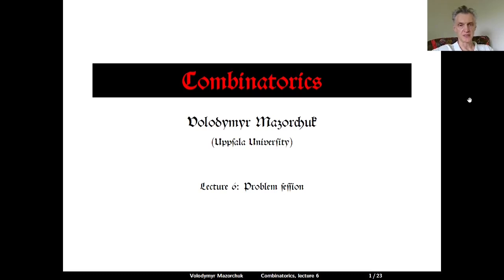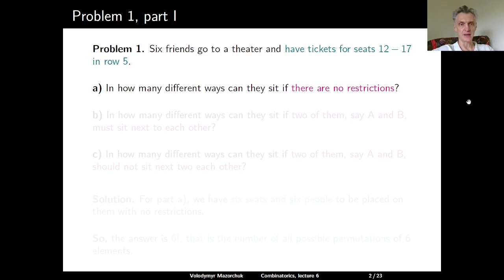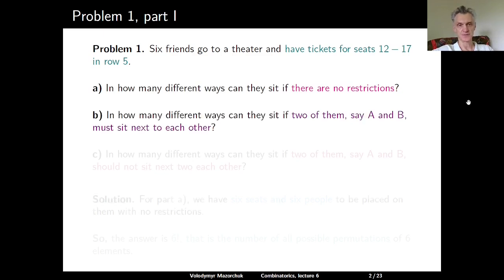Combinatorics, Lecture 6, Problem Session. Problem 1. 6 friends go to a theater and have tickets for seats 12 to 17 in row 5. Part A. In how many different ways can they sit if there are no restrictions?